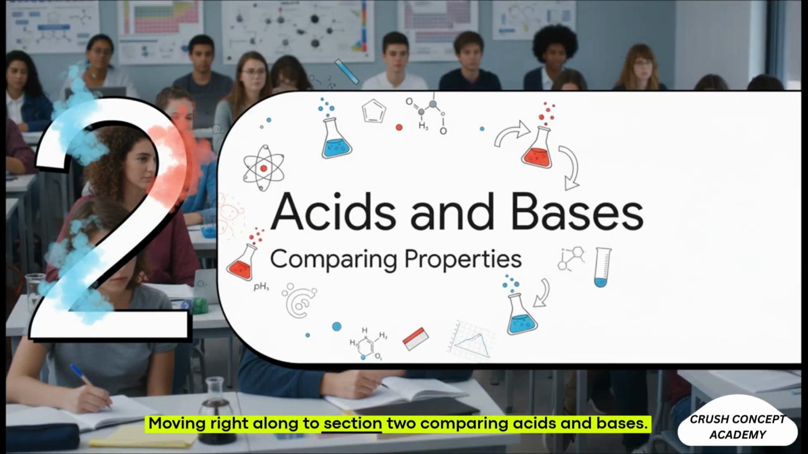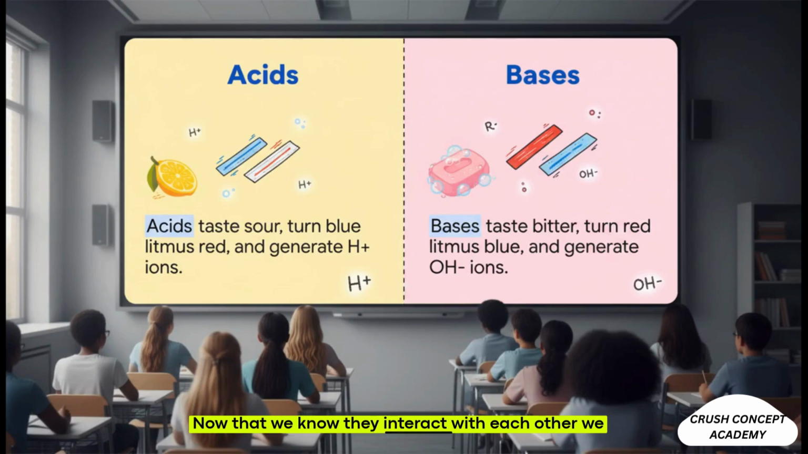Moving right along to Section 2, comparing acids and bases. Now that we know they interact with each other, we really need to formally compare these two heavy hitters of chemistry. Acids, like that lemon juice we talked about earlier, have a very distinct sour taste. If you test them using a natural indicator like blue litmus paper, an acid is going to turn it red. And down on a microscopic chemical level, acids generate hydrogen ions, that's H+ ions, when they're in a solution.